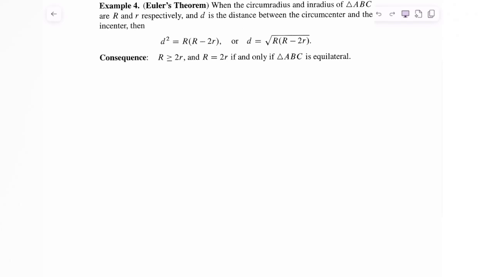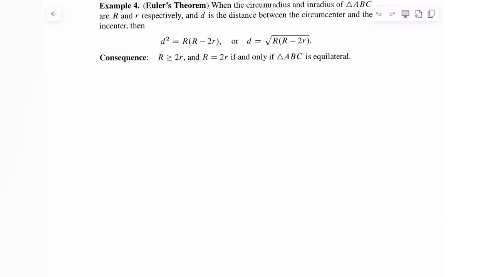And when ABC is equilateral, the distance between circumcenter and incenter is 0, because when ABC is equilateral, the incenter is the circumcenter. So d should be 0, so R should be equal to 2 small r, and make the whole term 0.